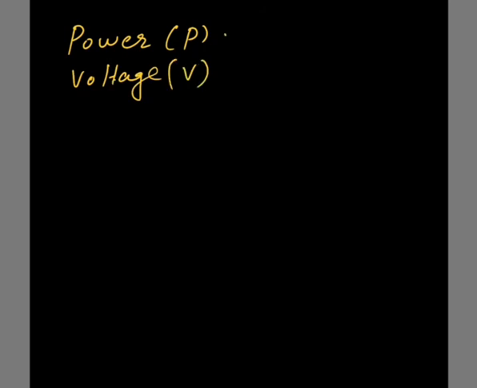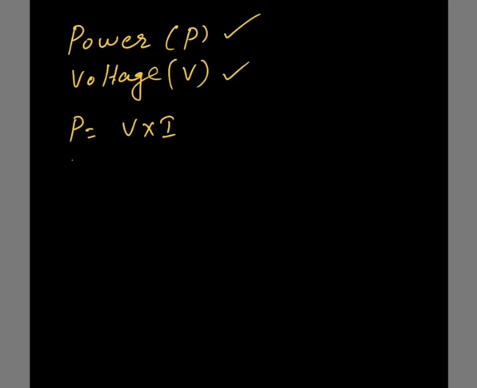So as we said, two things are written on the appliance. One is the power and the other one is the voltage. Power and voltage. Now we know the relationship between power and voltage in terms of current, resistance and all, isn't it? You know that power is equal to voltage multiplied with current. That is one form.